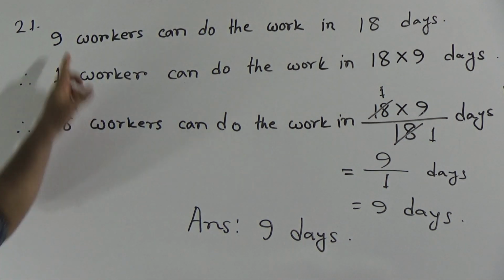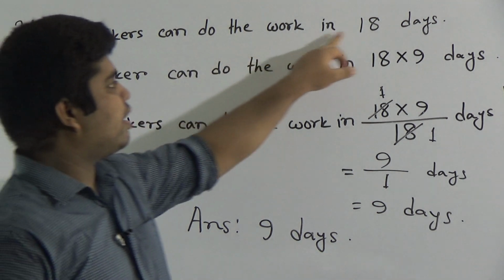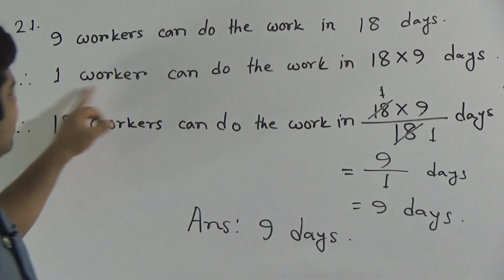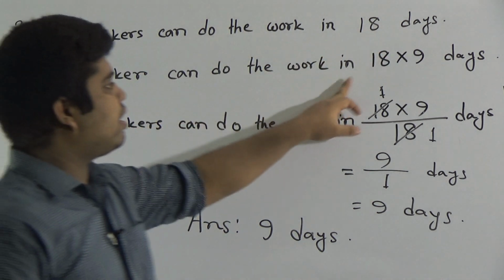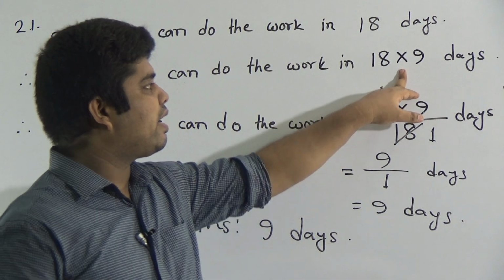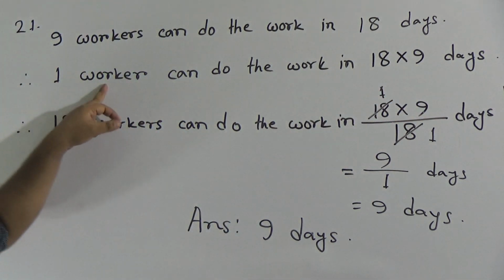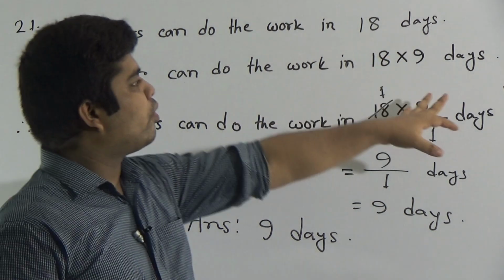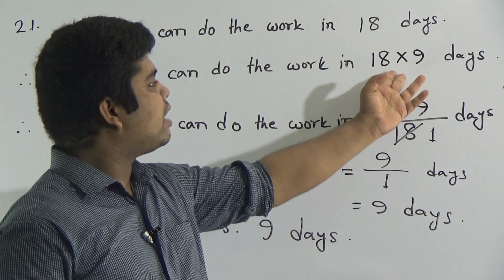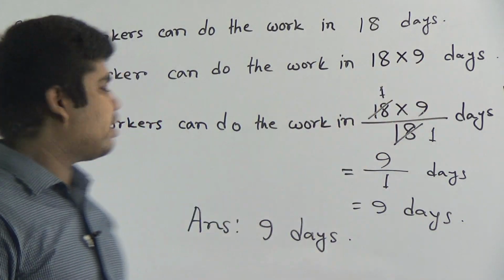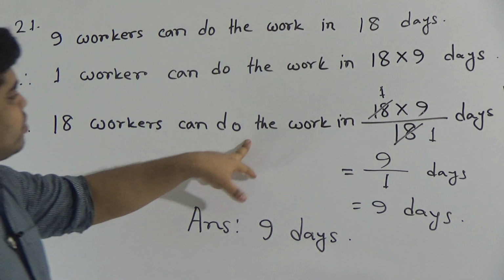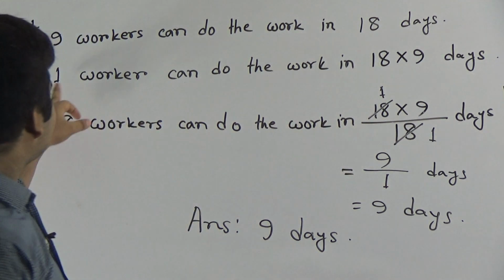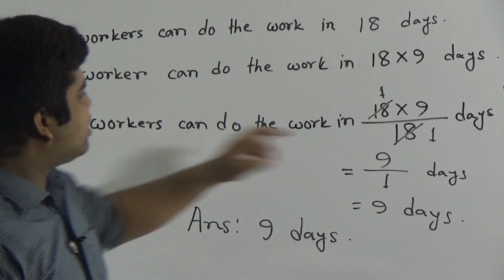First of all, we write 9 workers can do the work in 18 days. Then 1 worker can do the work in 18 multiply 9. Why multiply? Because 1 worker can do the work in more days. As more days, we multiply 18 multiply 9. Then 18 workers can do the work in less than 1, that means division.